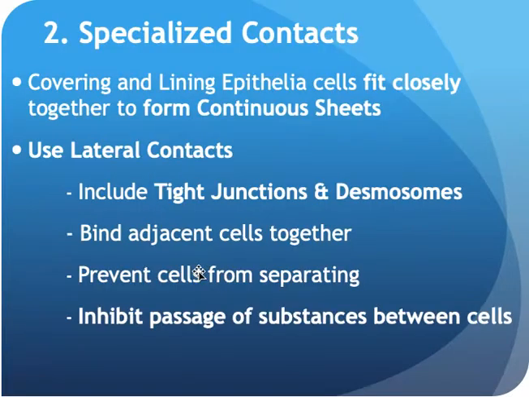Okay, so a good picture to come back to, especially as we're working through the rest of this part of the chapter. So number 2 is specialized contacts. So covering and lining epithelial cells are going to fit closely together because, again, we're trying to form these sheets and we're trying to form these barriers. They're going to use lateral contacts, good multiple choice question. They're going to use tight junctions, desmosomes, and again, we're trying to bind adjacent cells together. We're going to prevent cells from being separated, and we're also going to inhibit passage of substances between these cells. So again, we're trying to make this strong sheet, and we're trying to limit what can pass through or filter things.